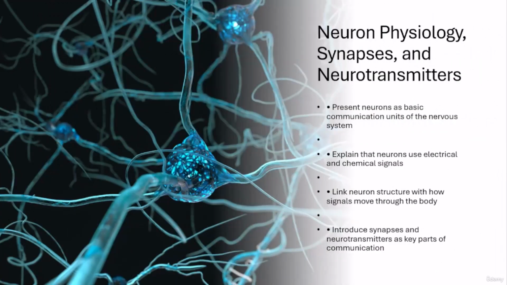When we start talking about neurons, it helps to picture them as the basic communication units of the nervous system, because every signal that moves through the body begins with a neuron sending information. And neurons work in a very organized way where they receive signals, process them, and then send new signals forward. And all of this happens through electrical and chemical changes that take place inside and outside of the cell. And once you understand this pattern, the rest of nervous system physiology becomes much easier to follow.